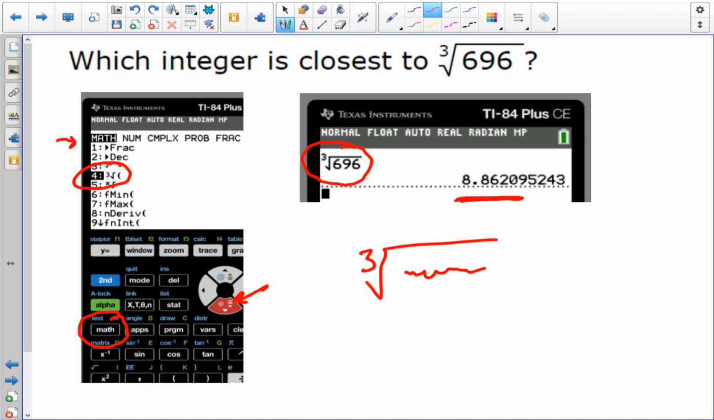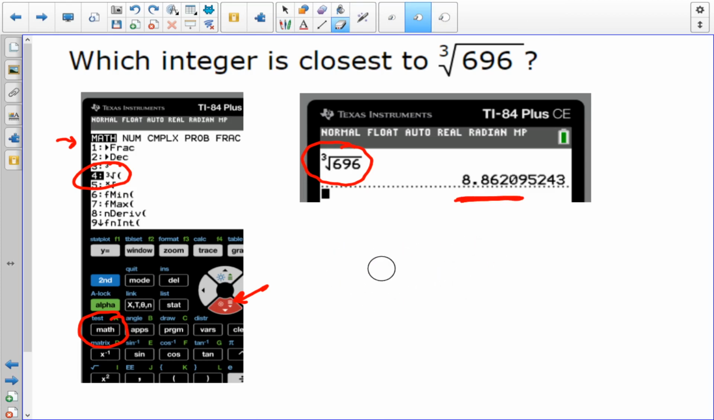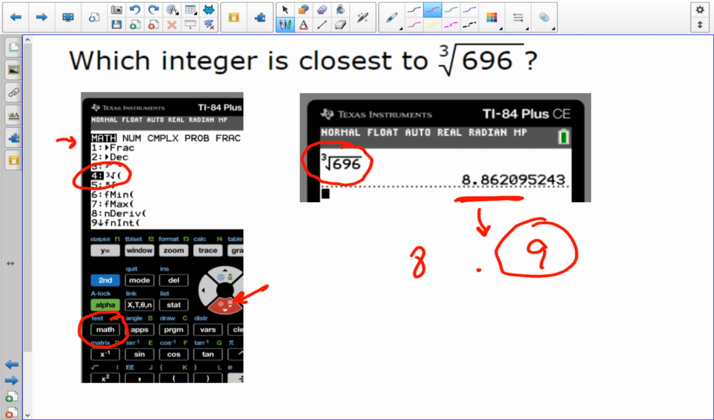Now, read the question carefully. It says, which integer is closest to that cube root? So in other words, you're going to have to round off. So is 8.86 closer to 8, or is it closer to 9? So it's in the middle somewhere. If you notice right here, it's more than halfway. So halfway would be 0.5, so it's more than halfway. So it is definitely closer to 9.